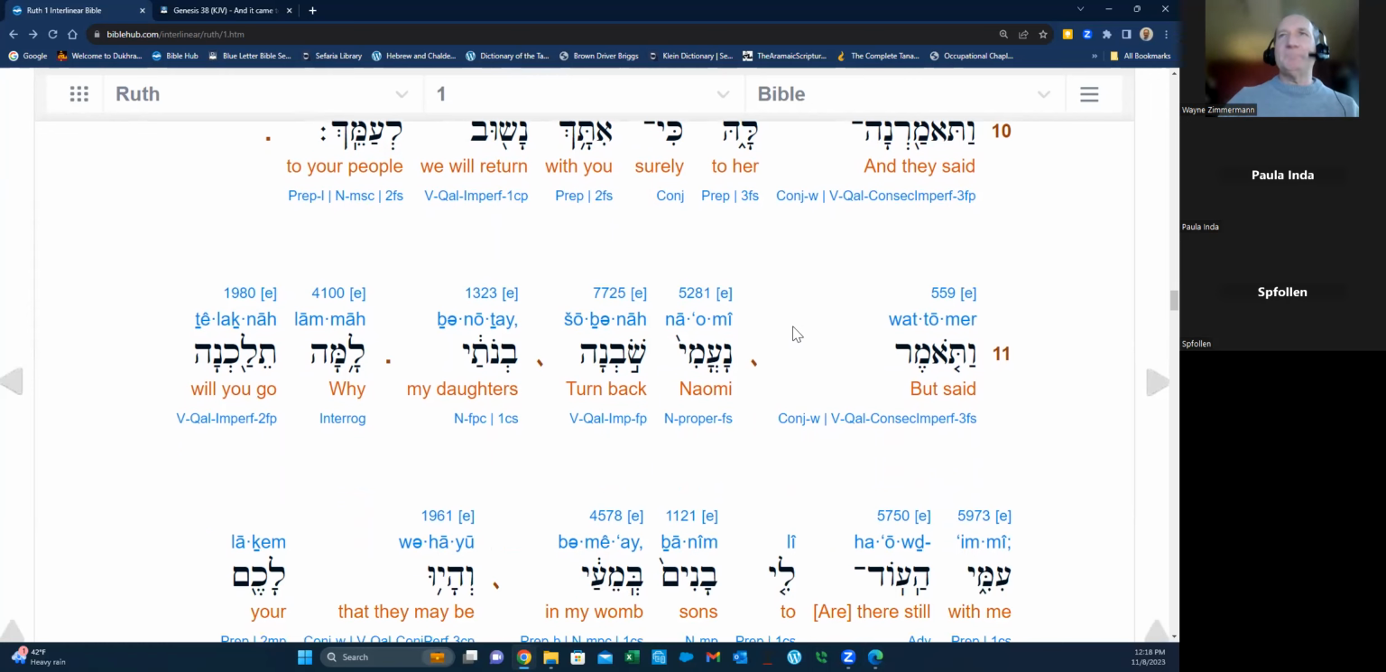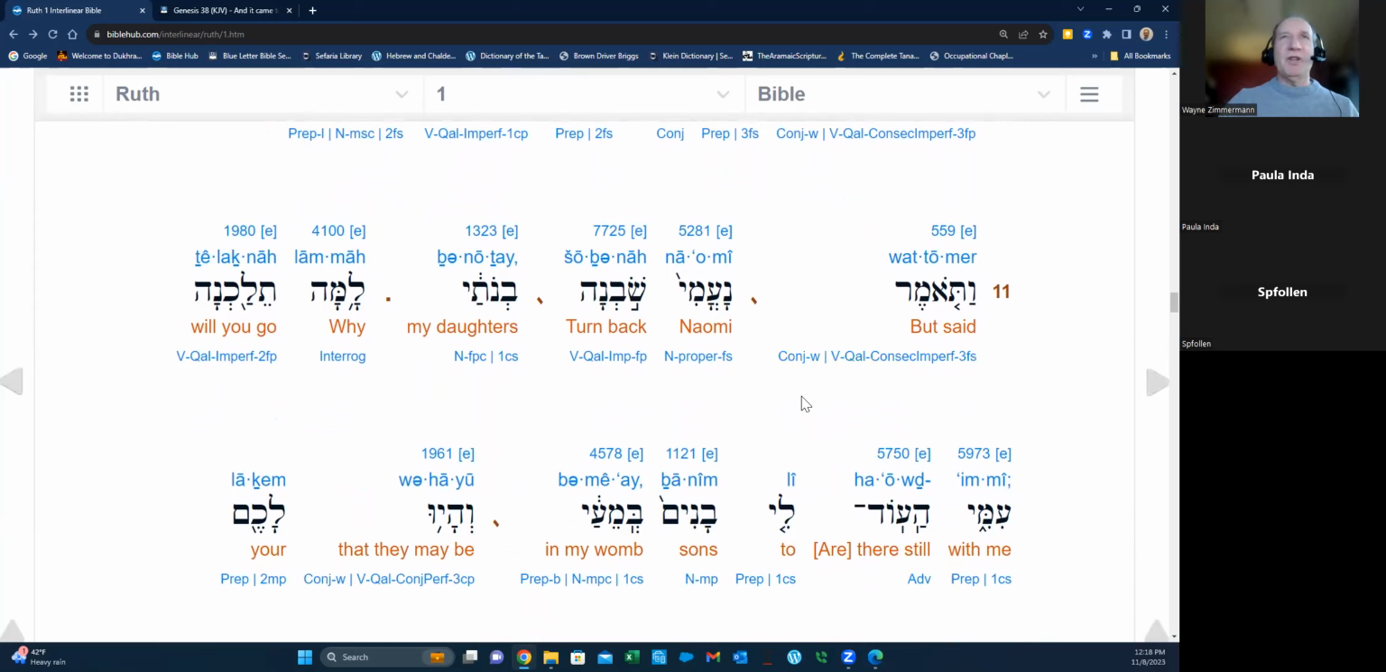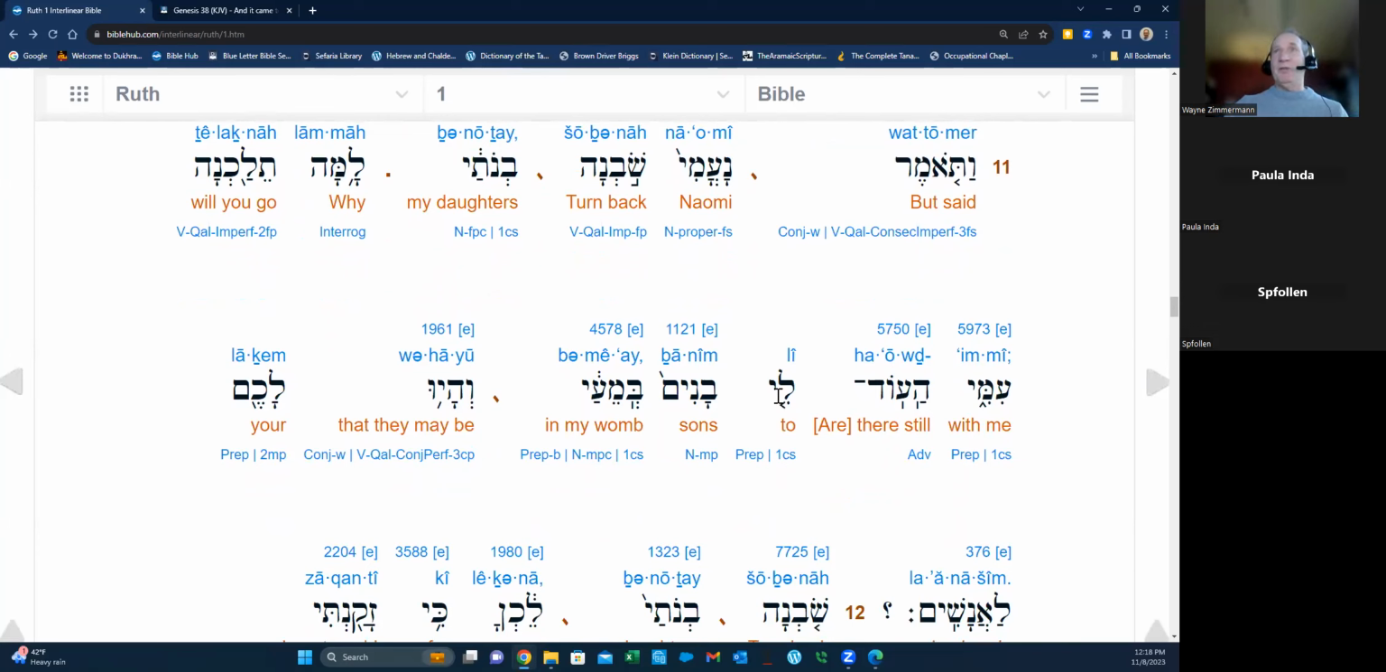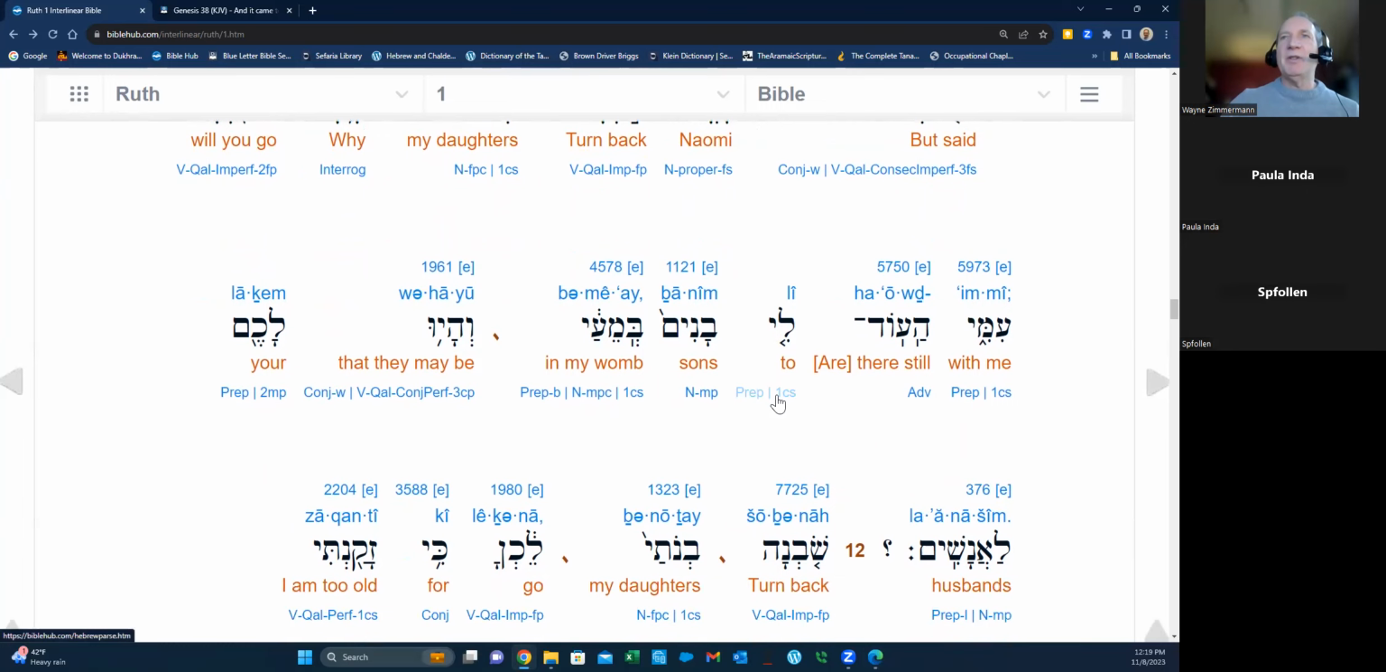And then here we see in verse 11, Naomi says, "No, turn back, my daughters." Remember last week we talked about the three times that a potential Jewish convert has to be dissuaded or discouraged. This is time number two, and we'll see time number three coming in verse 12. But then it enters into some really strange commentary. In verses, Naomi says to her, "Why will you go with me? Are there still sons in my womb that may be your husbands?"